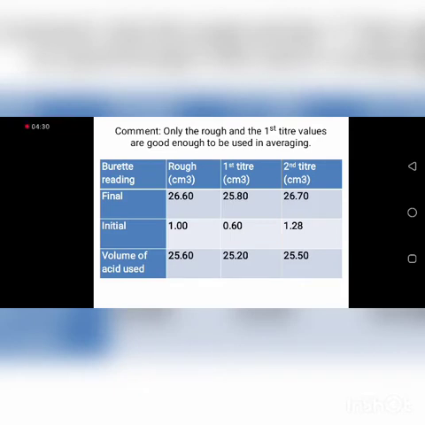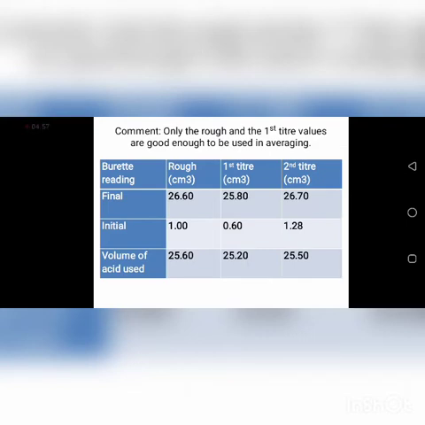0.4, as it is above 0.2. So the rough and the first titre value can never be used for averaging. When you look at 25.60 minus 25.50, it is 0.1. So that can be used. So 25.60 plus 25.50 divided by 2 can be used. Okay. So the 25.50 minus 25.20 can never be, because the difference is 0.3.